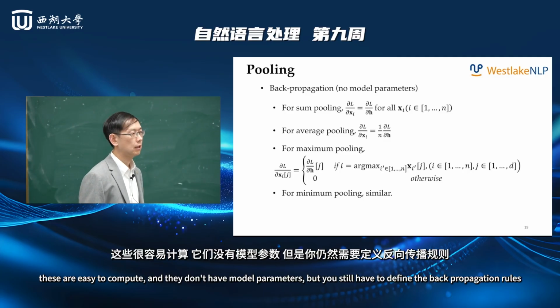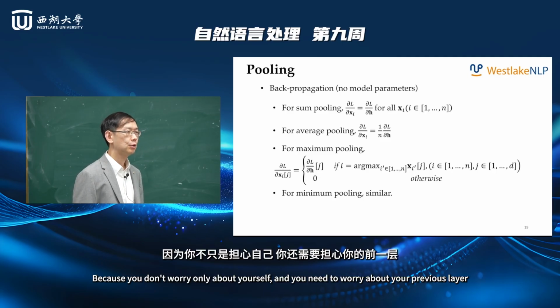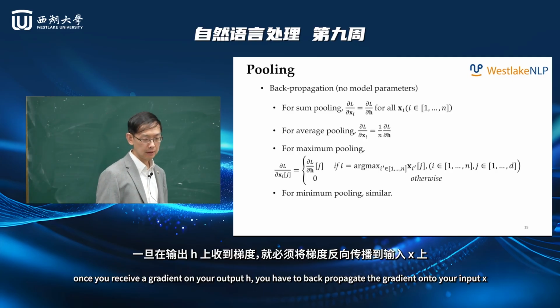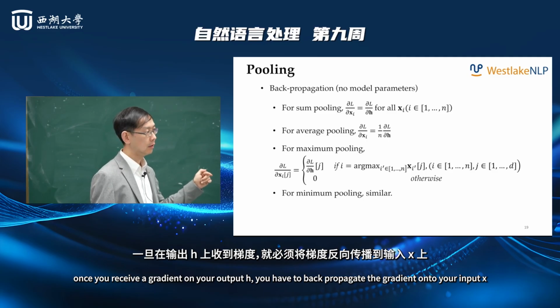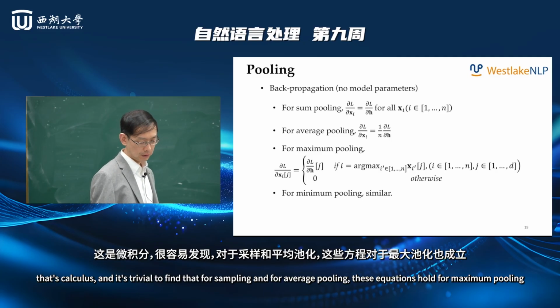Okay, so these are easy to compute, and they don't have model parameters. But you still have to define the backpropagation rules. Why so? Because you don't worry only about yourself, right? You need to worry about your previous layer. So once you receive a gradient on your output H, you have to backpropagate the gradient onto your input X. So that's calculus.